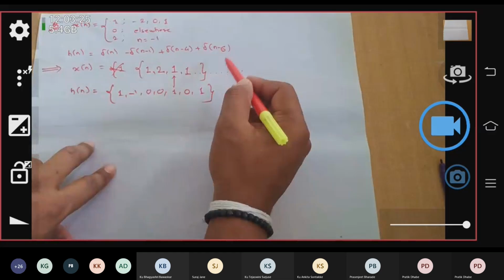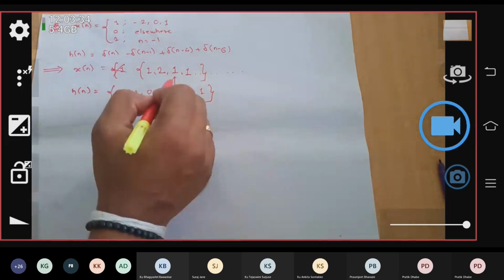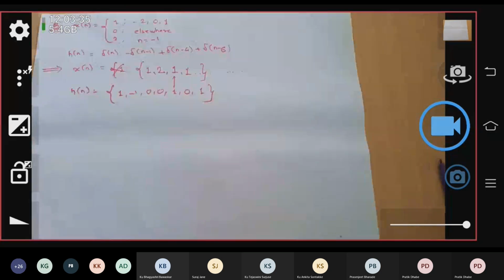Have you understood this? Yes, sir. So try to obtain the convolution of these two sequences. It is pretty simple, and I'll ask you the output of this in the next class.